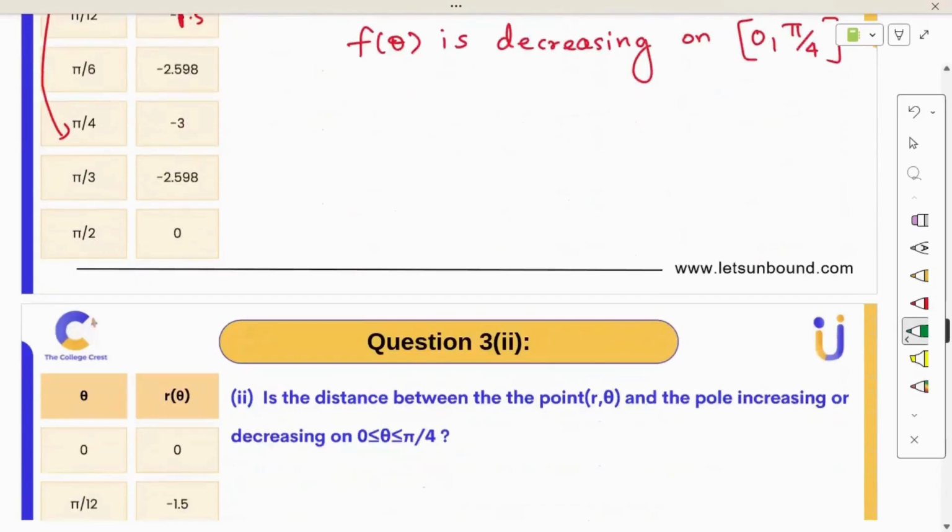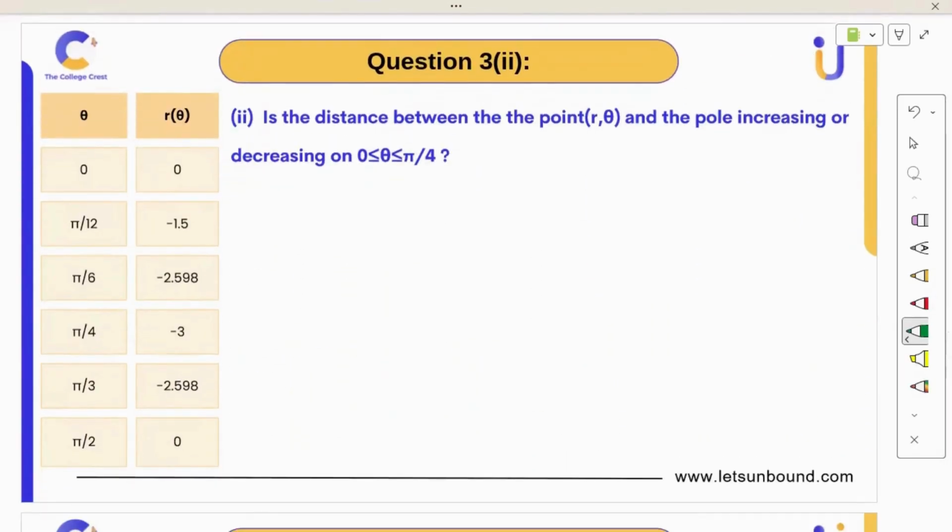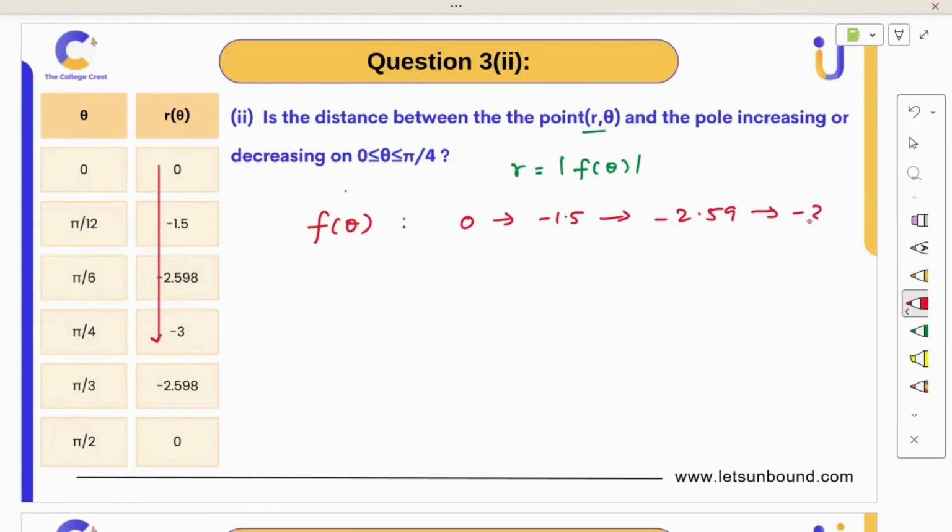And next part: is the distance between the point and the pole increasing or decreasing? We know the distance from the pole is the modulus of r, right? So whether it is increasing or decreasing is the next question. So let's understand f of theta, because |r| means what? Modulus f of theta, I mean the absolute value of f of theta. Let's see how f of theta goes on this interval. F of theta is decreasing. F of theta goes like 0, negative 1.5, it's decreasing this way.